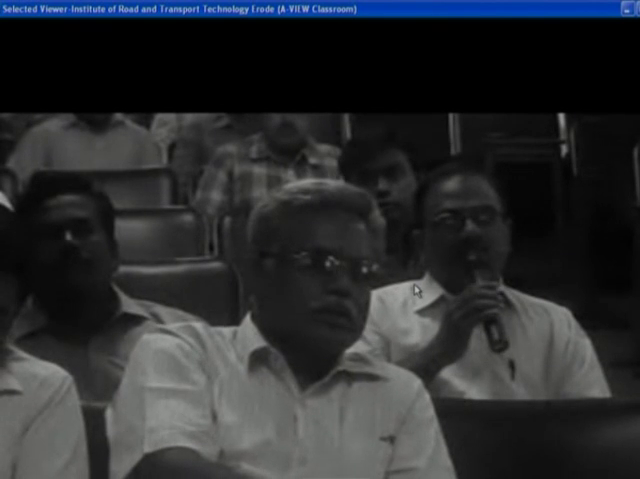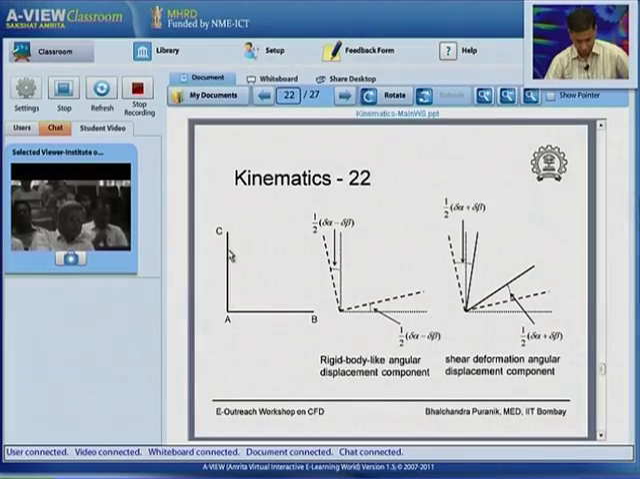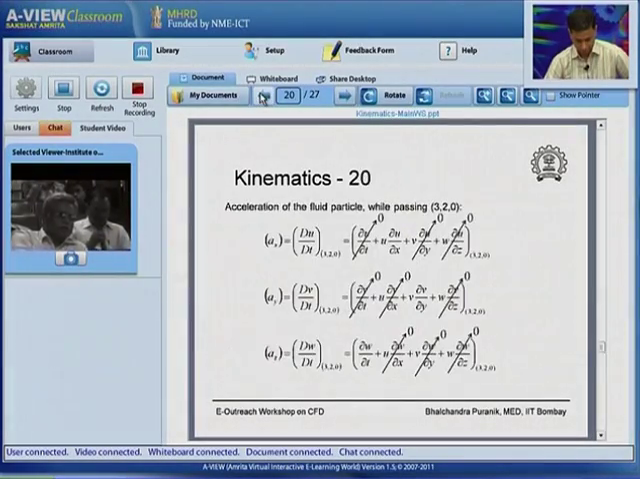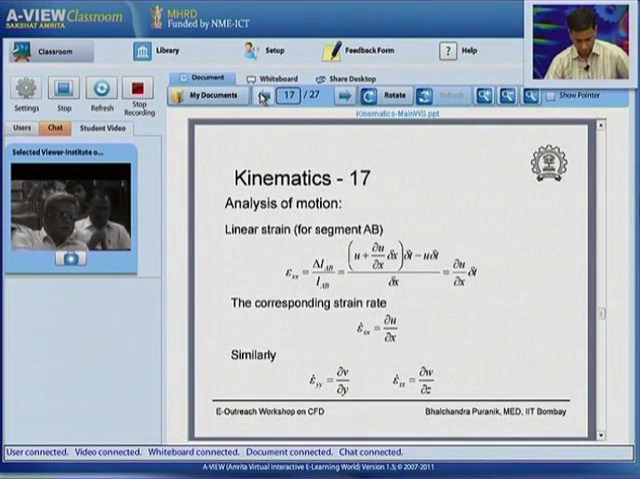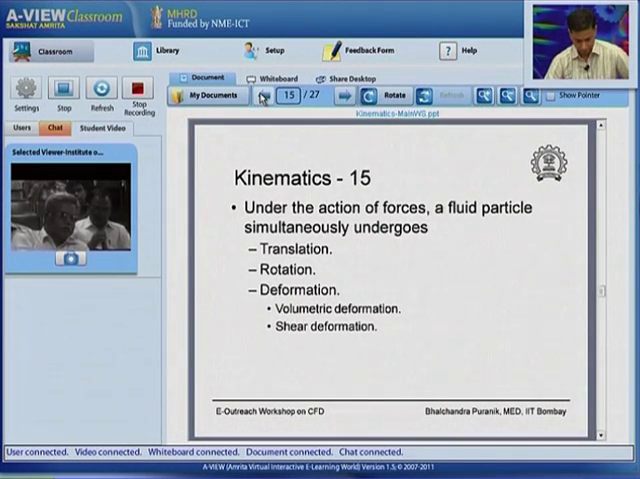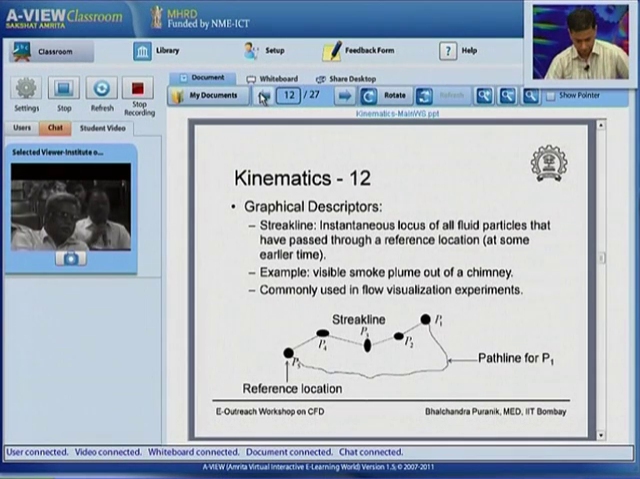While explaining the kinematics of fluid flow, you have explained something about path lines, streamlines and streak lines. I want to know what the practical importance of these lines in a flow field is and how they are helpful in CFD analysis. This is question number one. And I have one more question.